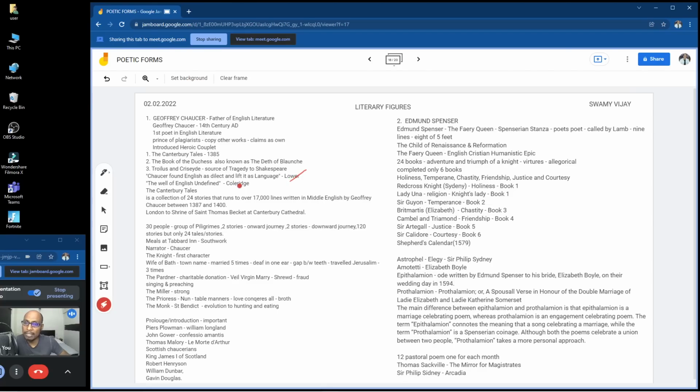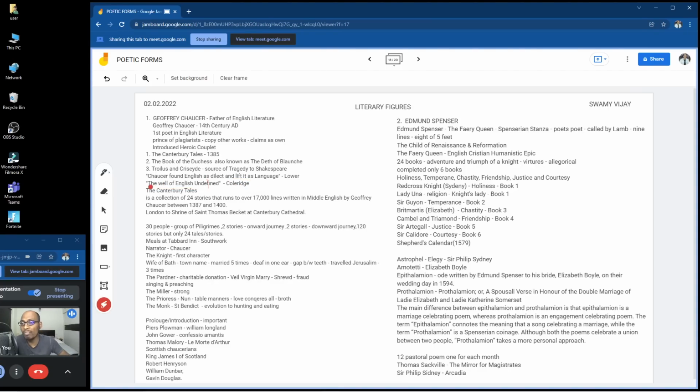Then somebody said about him, Chaucer found English as a dialect and left it as a language. This much only I know. Who is this lawyer? We will find out afterwards. We need to know this kind of criticism or remarks in English literature, so that if they give you this sentence and ask you to find out who spoke about Chaucer, you should be in a position to identify the person who said it. Then Coleridge said that the well of English undefined.